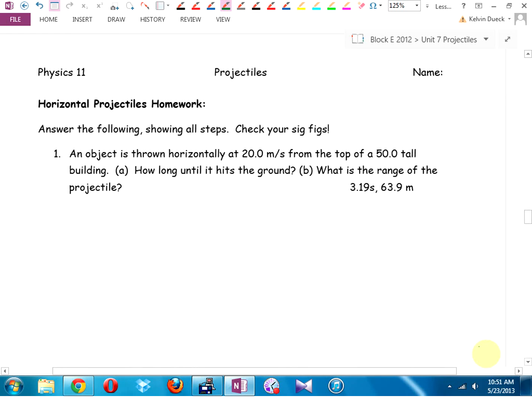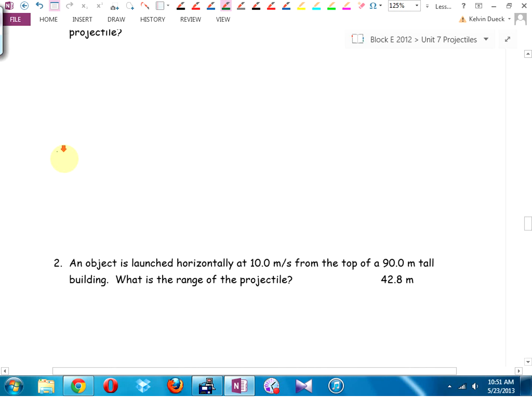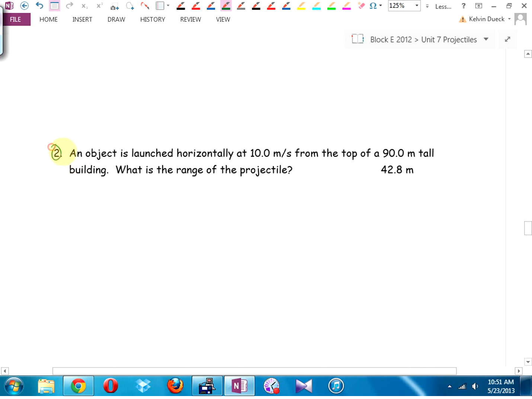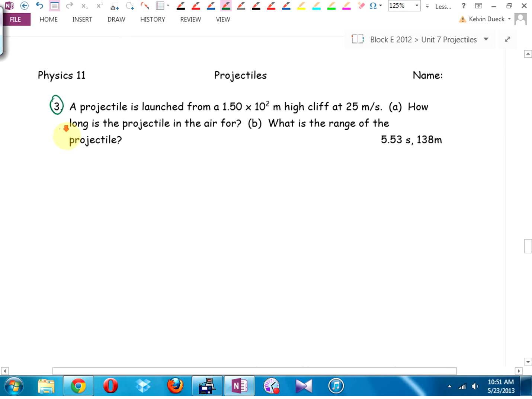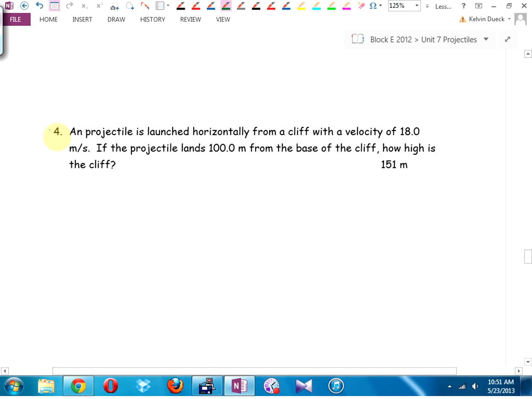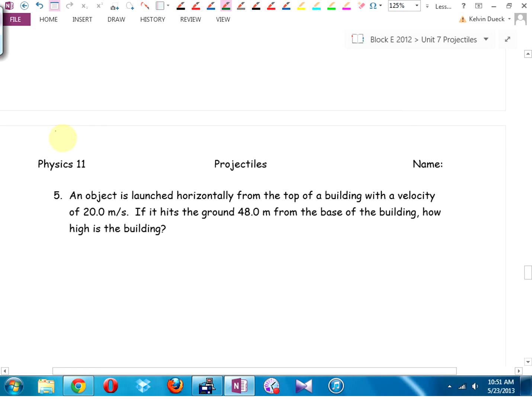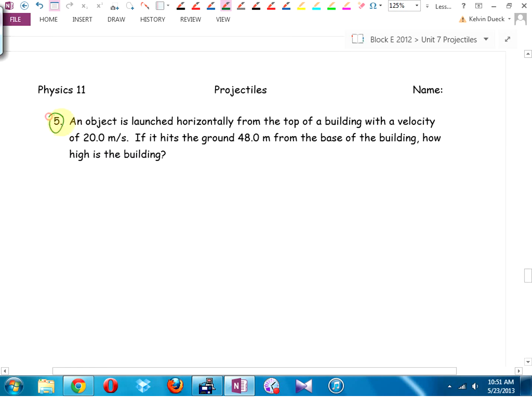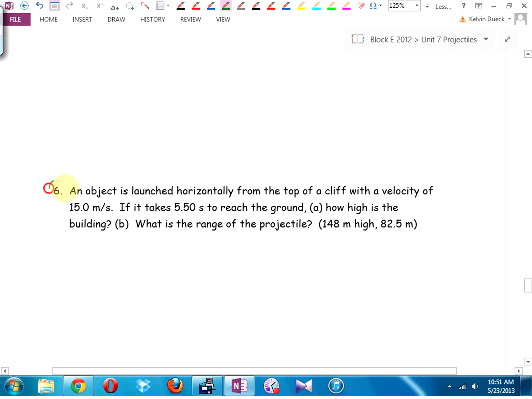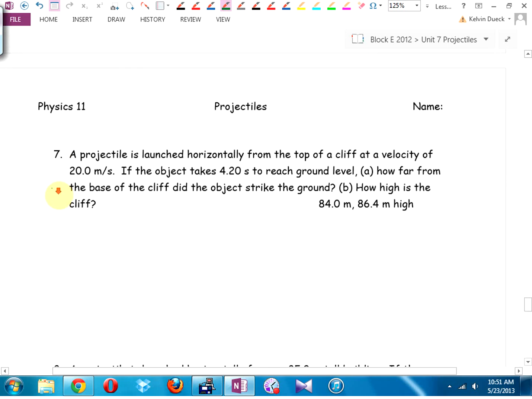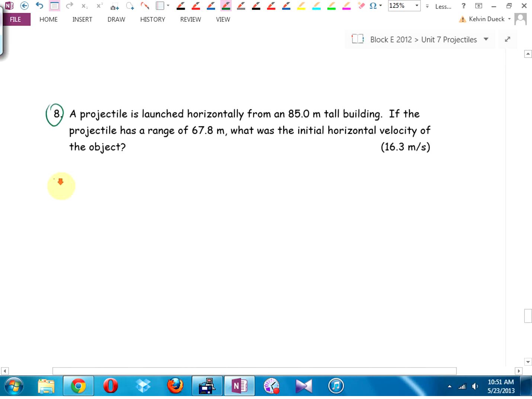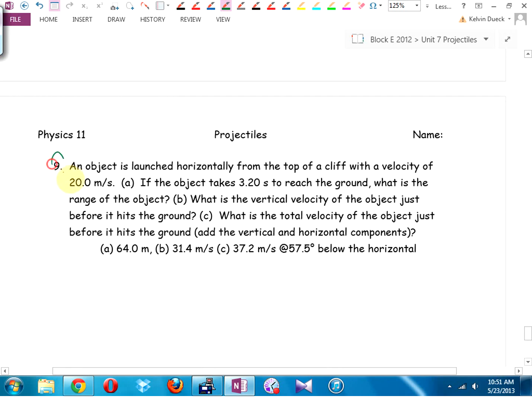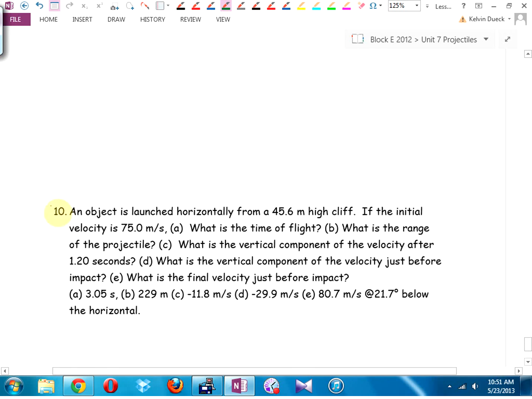Homework. You can do number 1. You can do number 2. 3 is good. I think I'm going to be assigning most of it. 4 is good. 5 is good. 6 is good. Yeah, I think I will be. 7 is good. 8 is good. 9.